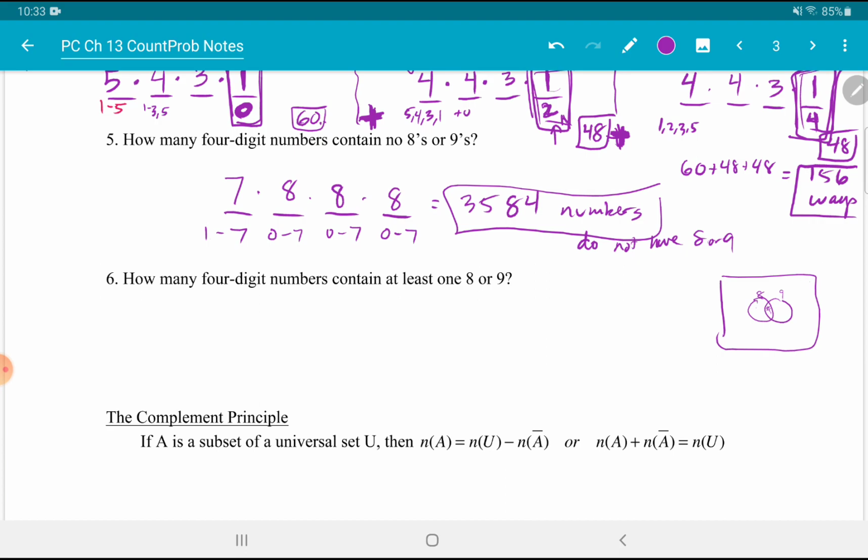But also, as we look at a universal set, we also see that all the numbers outside here contain no 8s or 9s. No 8 or 9. Oh, and that's actually problem number 5, isn't it? We know that in our Venn diagram, no 8s or 9s, there's 3,584 numbers. Now, if we think about the universal set, which is basically everything you can think of, which is basically all 4-digit numbers, then maybe we can actually find number 6 by saying, how can we find at least 1, 8, or 9?